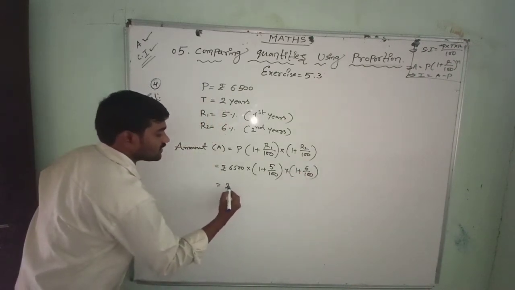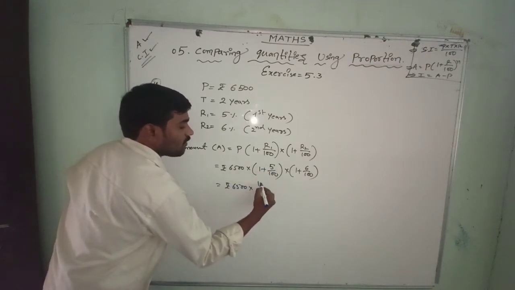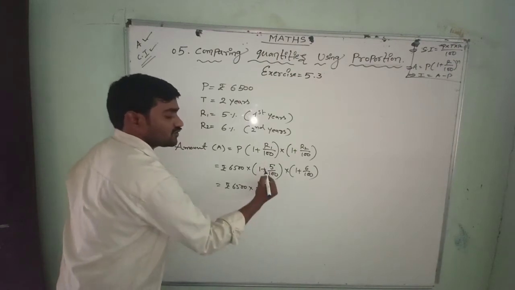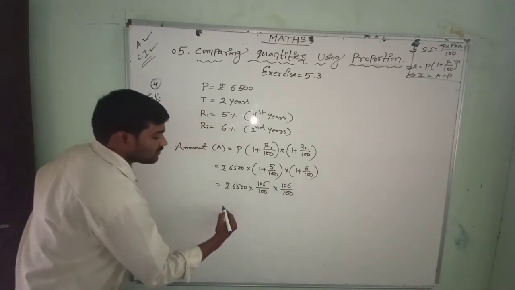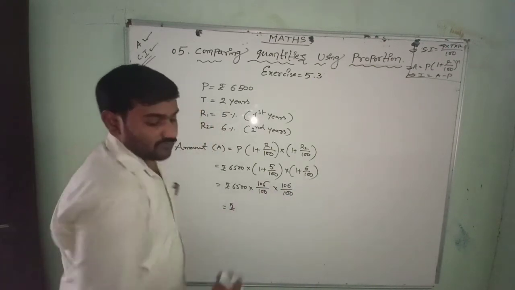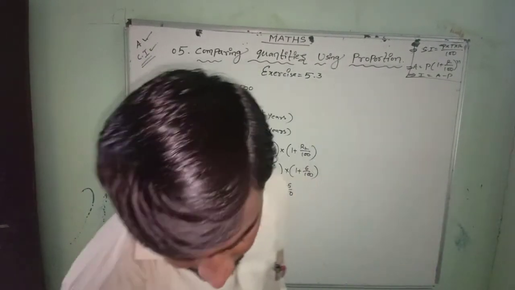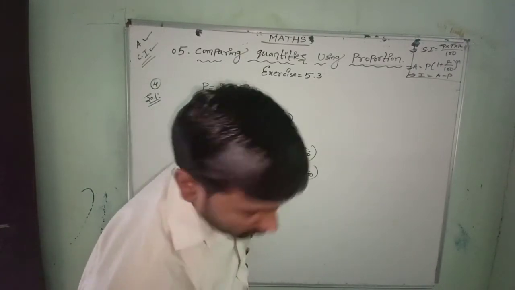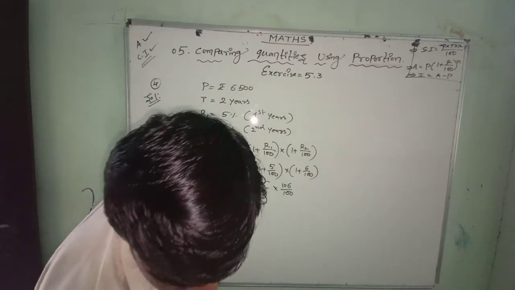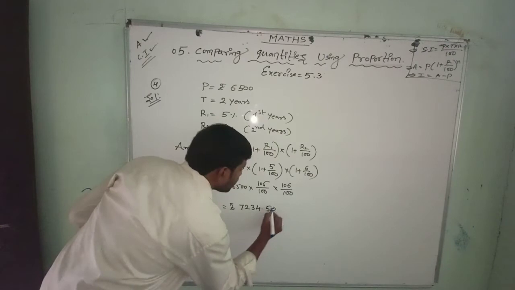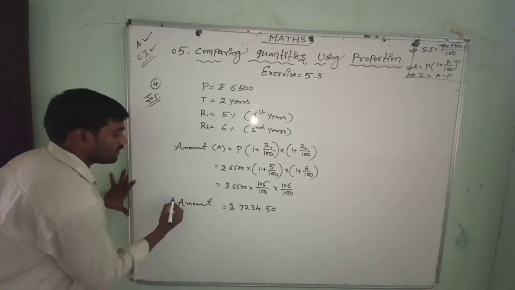Now we will simplify this. 6,500 into 1 plus 5 by 100, that means 105 by 100, into 106 by 100. If you cancel all these, you will directly get 7,234.50 paisa. This is the amount.